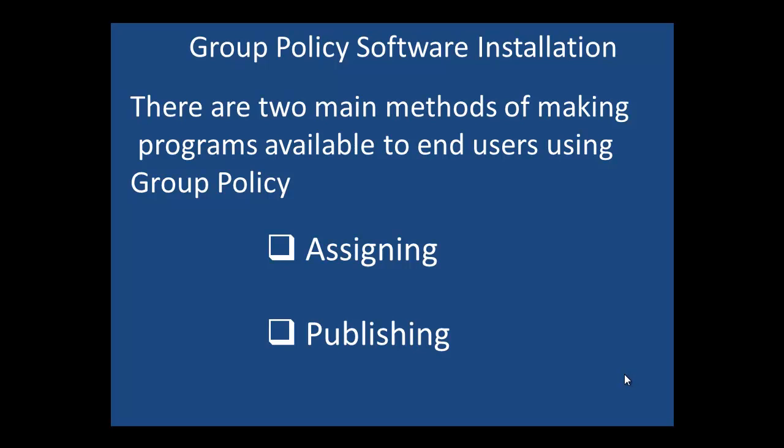In this lesson, we will be looking at group policy software installation as a deployment method for deploying applications. Now, there are two methods for making programs available to end users using group policy. The first method is assigning the software to the users or the computers. And the second method is publishing the software to the users.